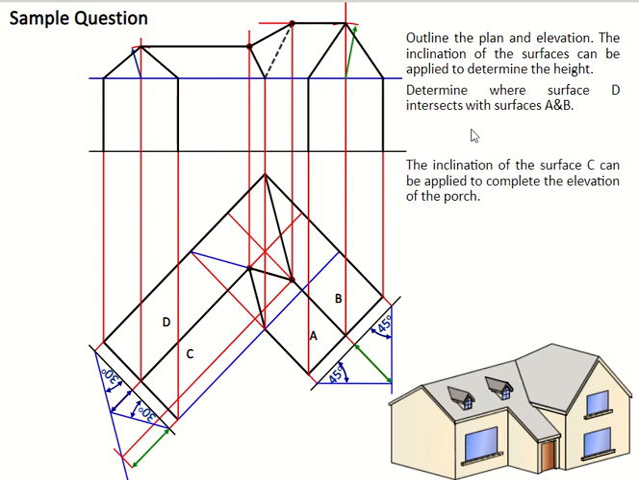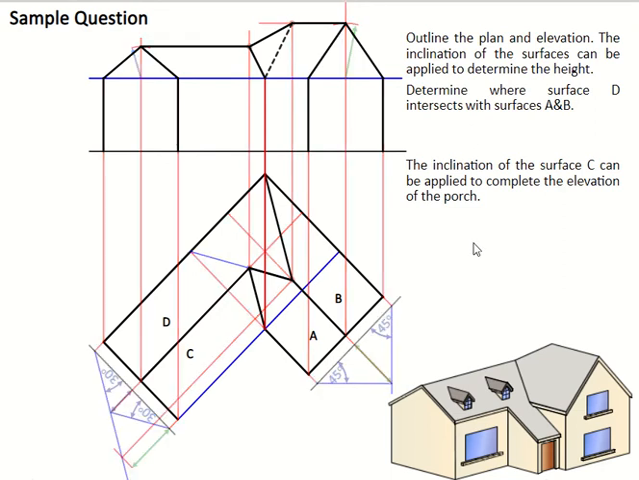Again, all the hidden details are actually shown to you on the question, so you don't even need to figure it out yourself, which is a bit surprising. Usually you would have to figure them out yourself. Okay, now what they want to do is the porch. So draw the porch in the elevation, which is very simple.